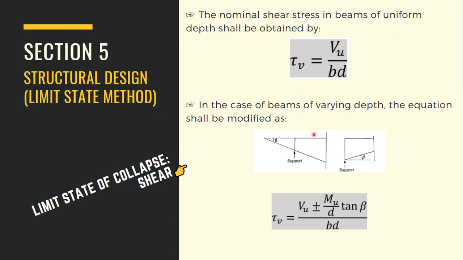This formula is used for uniform depth beams. In case of beams of varying depth, the equation shall be modified as (V_u plus or minus M_u / d tan beta) divided by b d. For one figure, the value will be minus, and for the other figure, the value will be plus. Where the depth is increasing, tan beta is a positive value, so plus. Where it is a decreasing gradient, tan beta will be negative, so minus. This is the case for beams of varying depth.